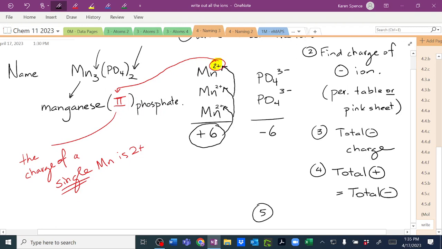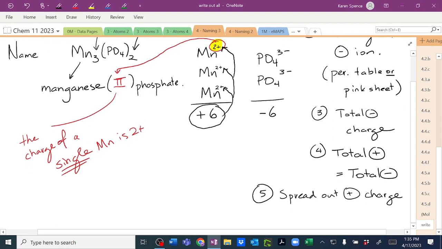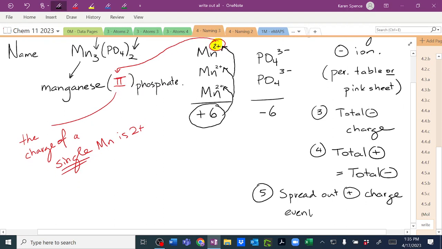So step 5 is spread out the positive charge evenly onto the cations. You don't have to show your work for this. If you can just do it in your head, that's fine. But I have left room in the worksheets for you to do this if it is helpful for you.